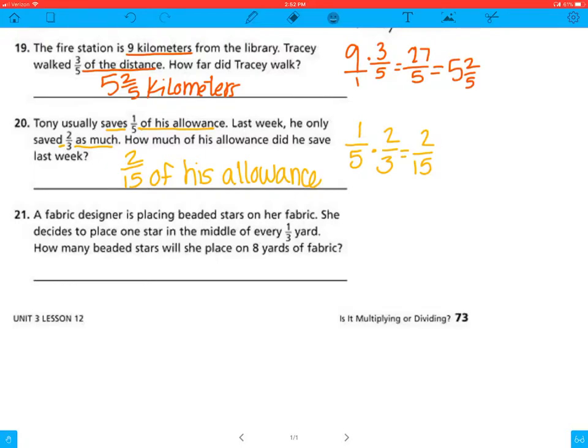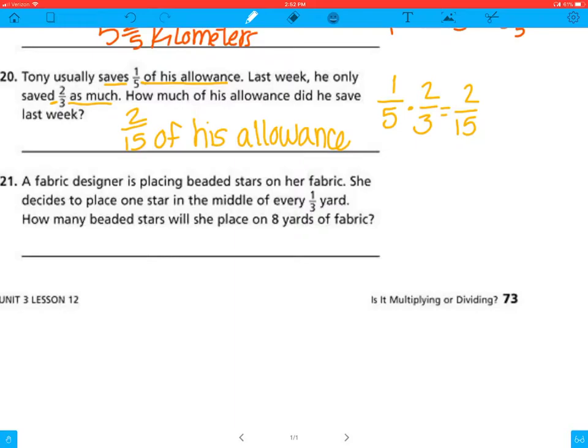A fabric designer is placing beaded stars on her fabric. She decides to place 1 star in the middle of every 3rd yard. So 1/3 yard. How many beaded stars will she place on 8 yards of fabric? I'm actually going to model this, and this is how it's kind of put together in my head. So I just have a piece of fabric. I'm not going to do all 8 yards, but I'm going to try and do half, which is 4.